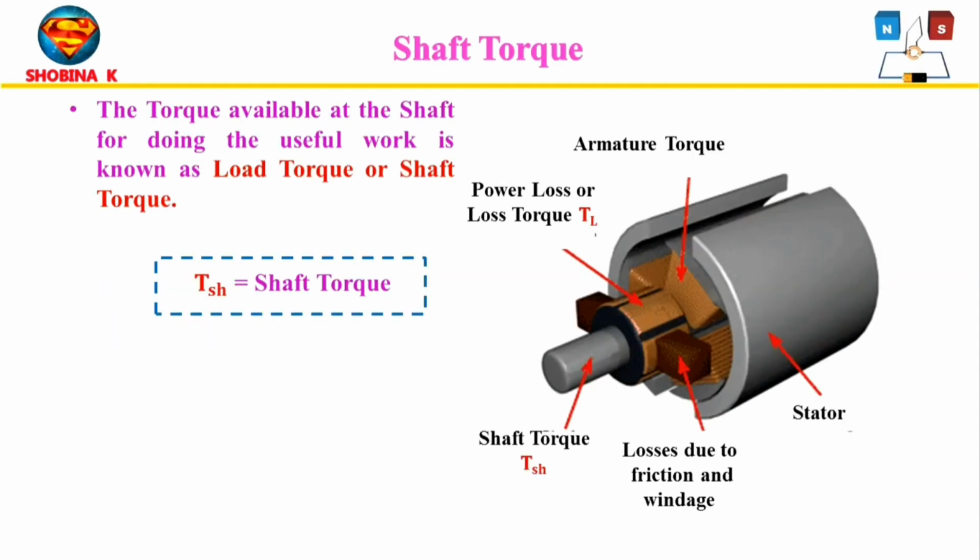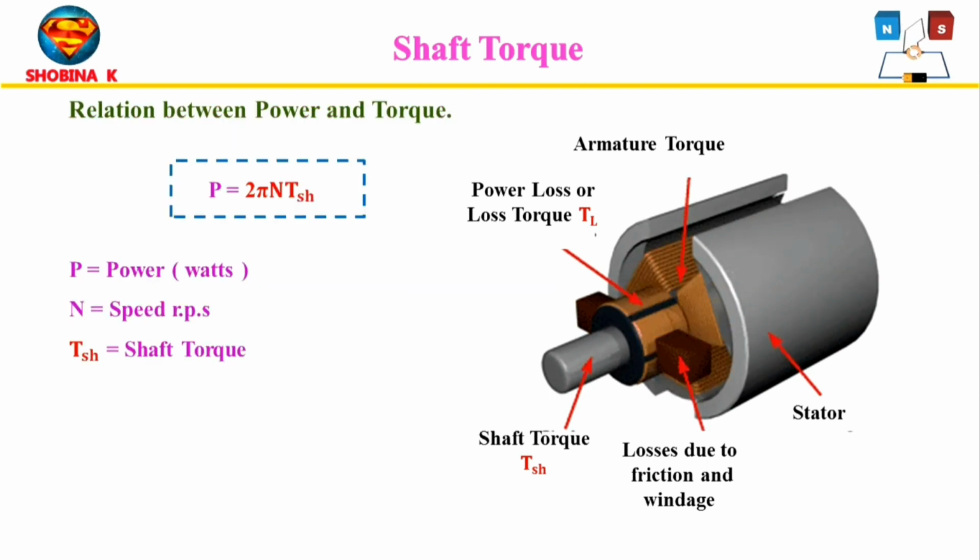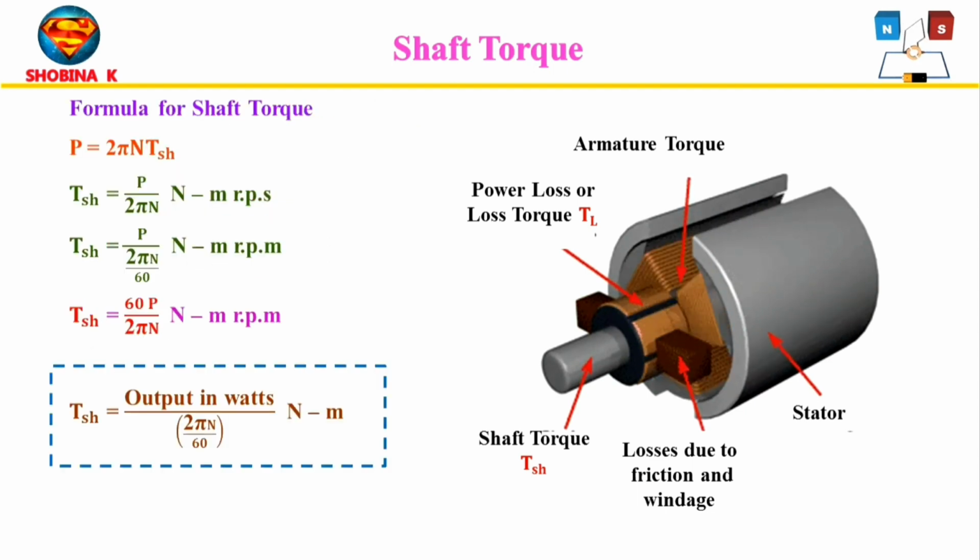Shaft torque. The actual torque available at the motor shaft for driving the mechanical equipment is known as shaft torque. In DC motor, the actual torque available at the shaft for doing useful work is known as shaft torque, and it is denoted as TSH. And the relation between power and torque is given by P equals 2 pi N TSH. Here P is power, N is speed in RPS, and TSH is shaft torque. And here is the formula for shaft torque. On simplifying this, we get TSH equals power by 2 pi N divided by 60 Newton meter.